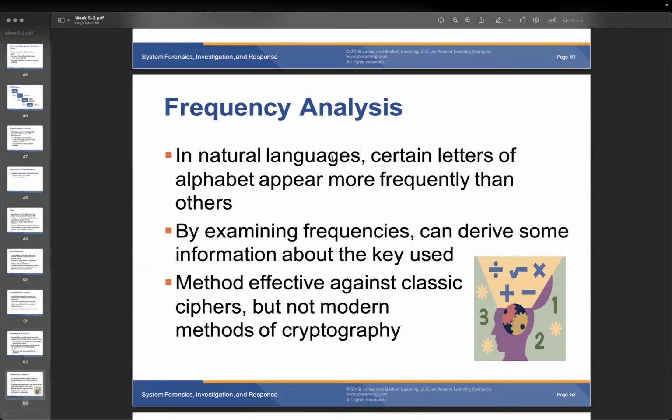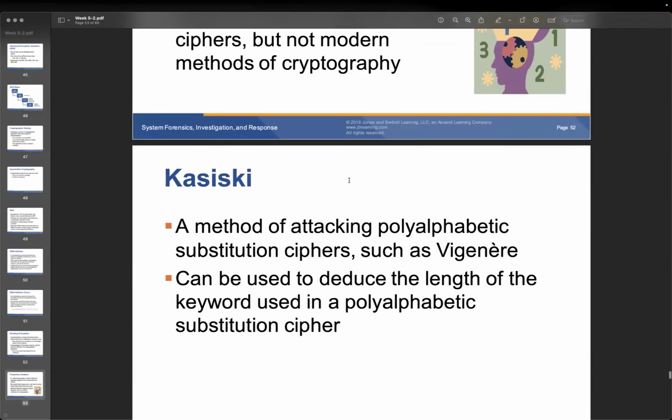So we can test a hash for collisions, and also do frequency analysis. In our natural language, certain letters of the alphabet appear more frequently than others. By examining those frequencies, we can derive some information about the key used. It is also an effective method against classic ciphers, but it's not a modern method of cryptography.